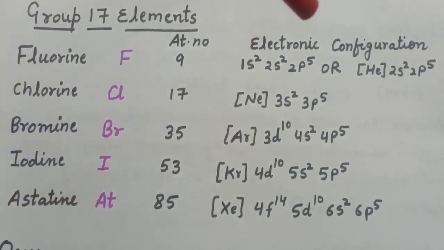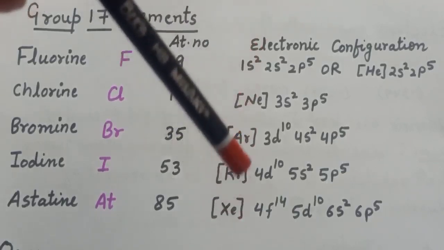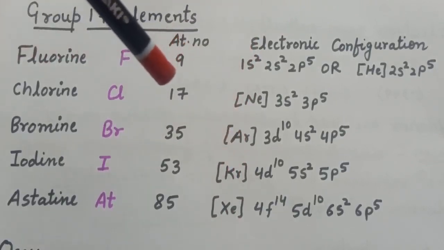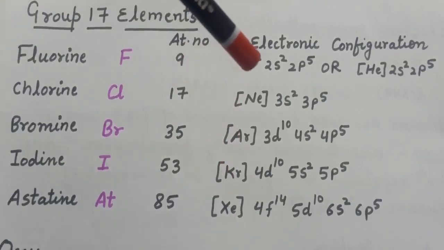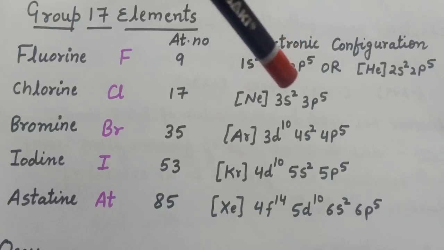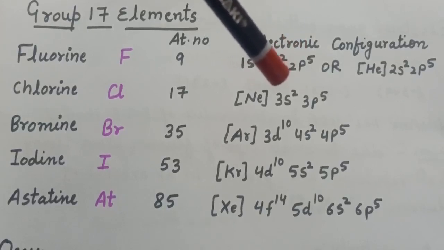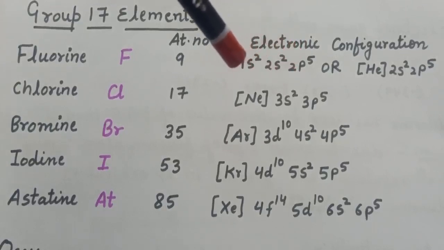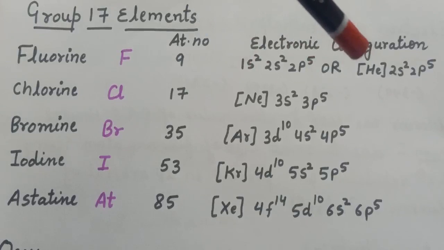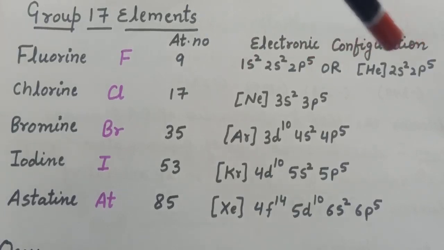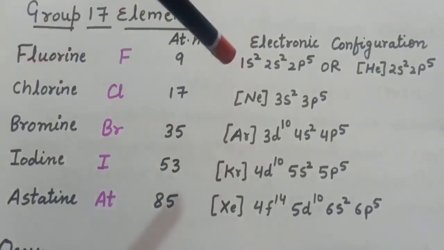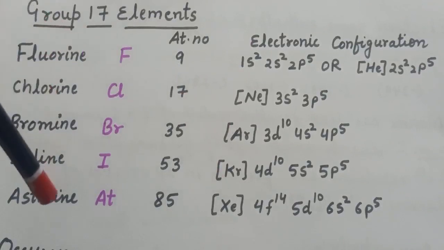Now, next is electronic configuration of group 17th elements. So these are the electronic configuration of group 17th elements. For example, fluorine has atomic number 9 and the electronic configuration is 1s2, 2s2, 2p5. Now n equals 2 is the valence shell, and in this it has 7 electrons. Whereas if we want to write down the electronic configuration in terms of noble gas, then it is [He] 2s2, 2p5. So similarly, we can write down the electronic configuration for all the elements of group 17th.